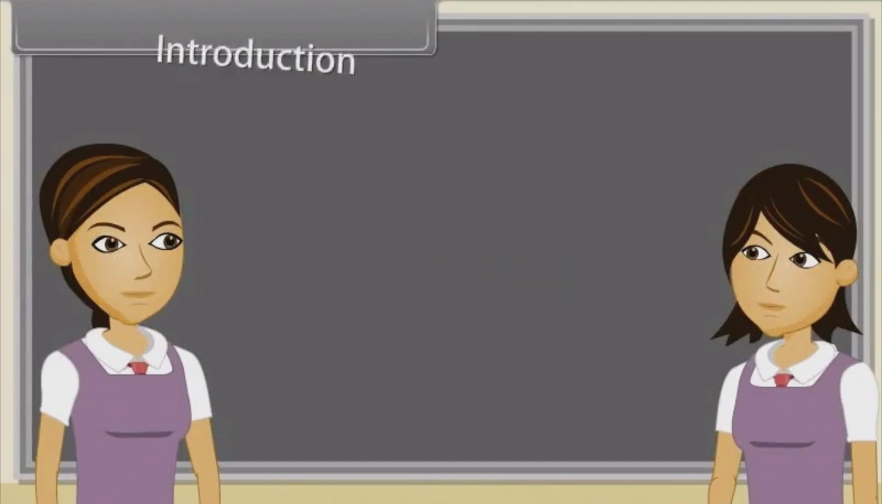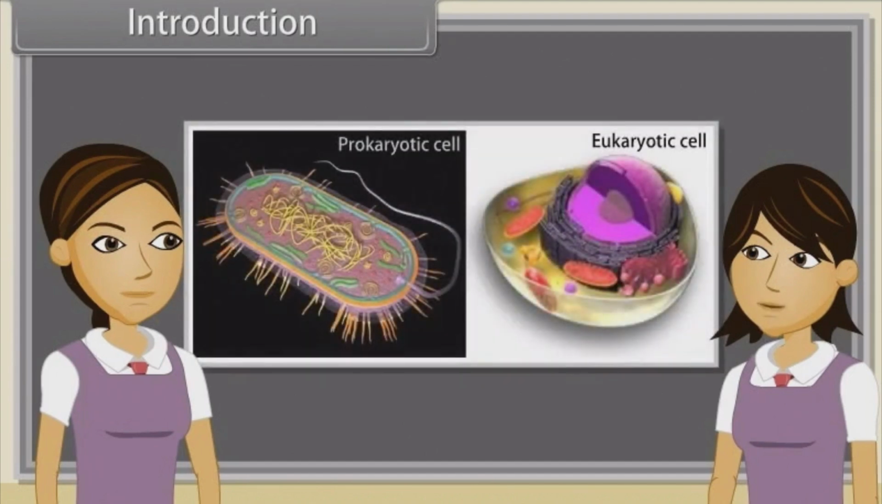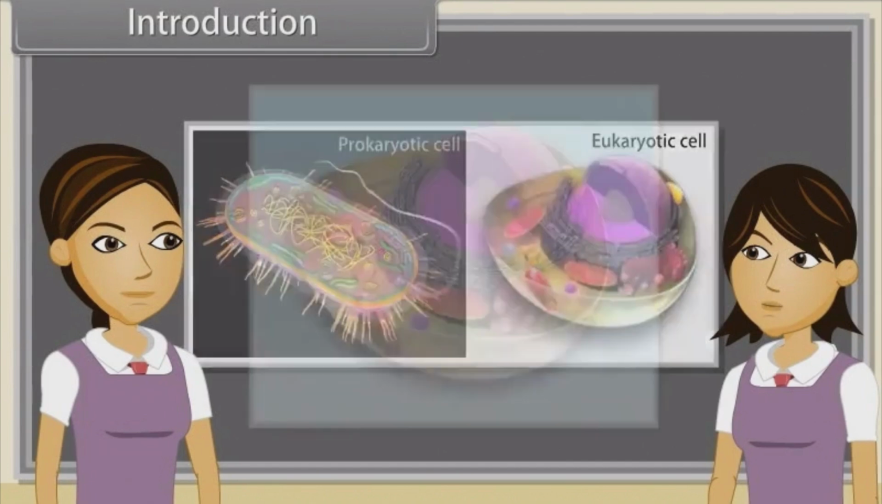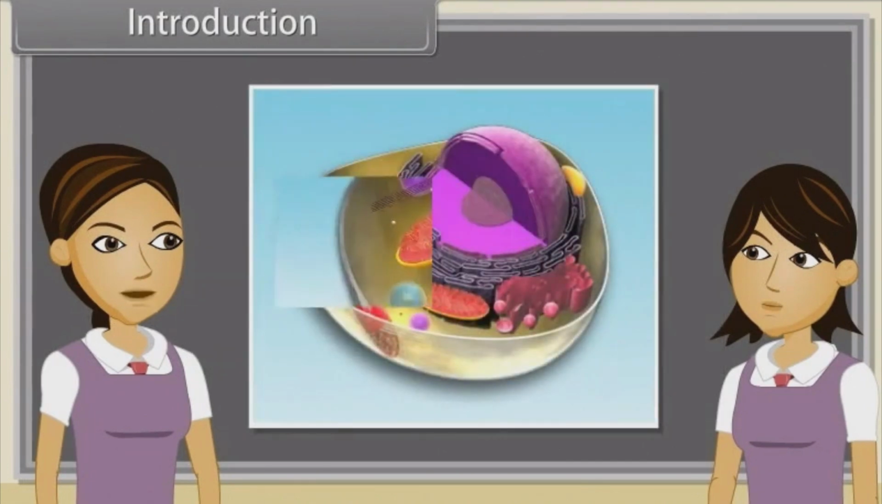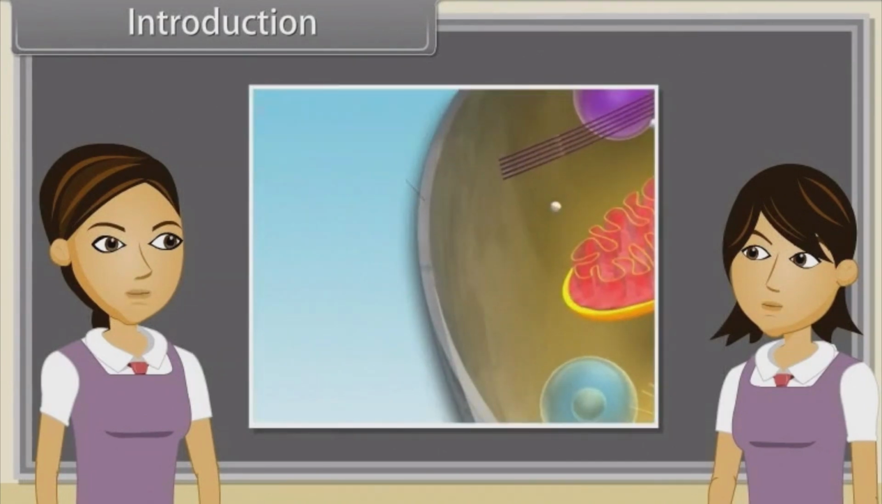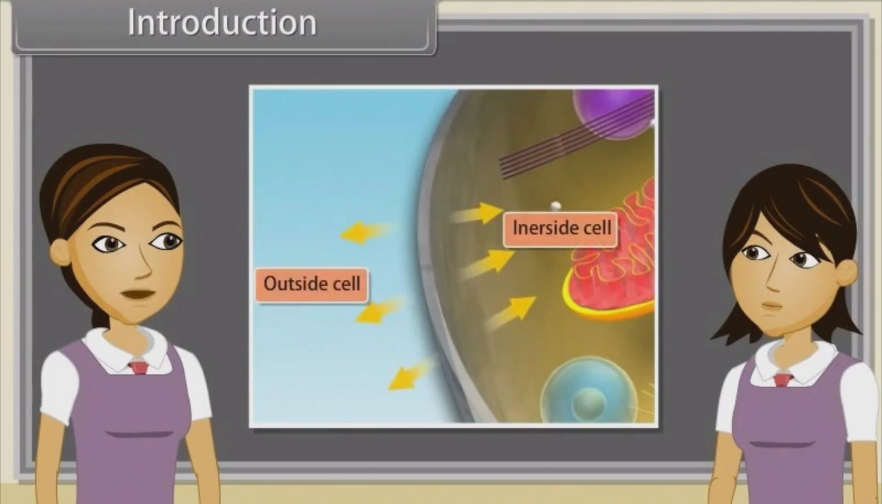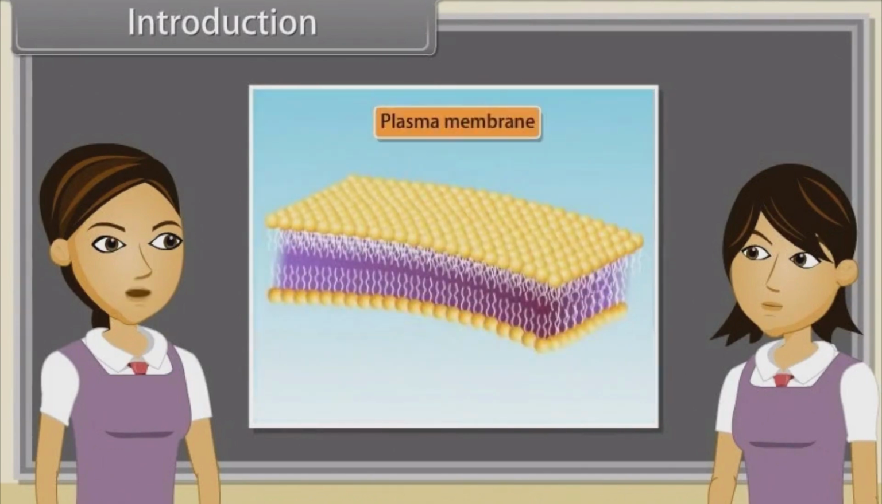Introduction. We have discussed cell theory, structure and functional regions of cell, types of plant and animal cells, structure of plant and animal cells, prokaryotic cells, and difference between plant and animal cells already. Yes, now we'll discuss structure of eukaryotic cells and also observe the structure and functions of cell membrane and cell wall.